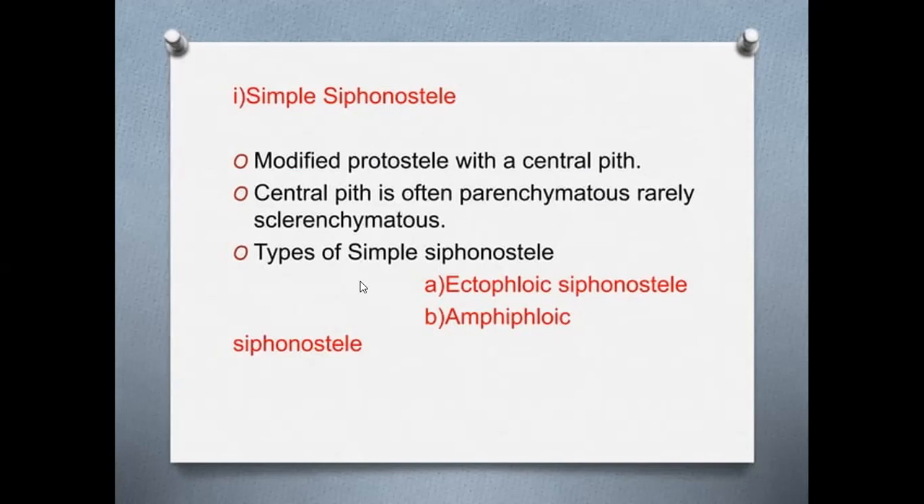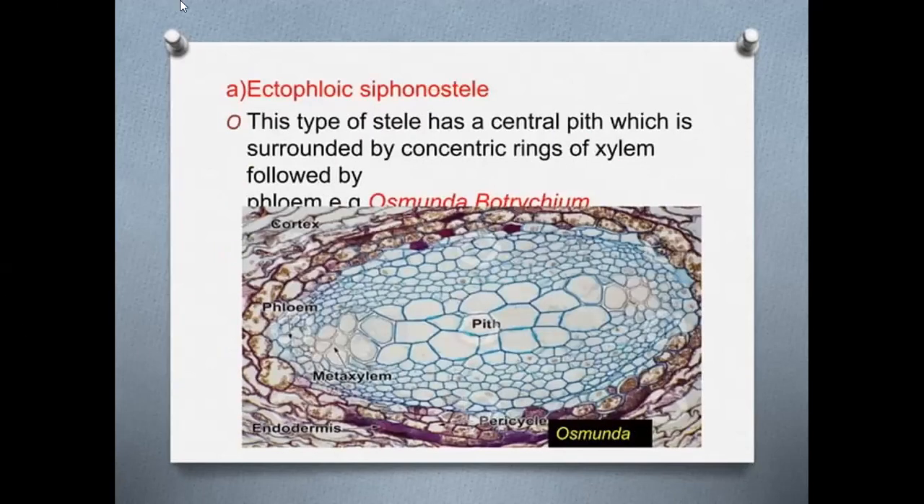Now, there are again, the siphonostele is classified into two types, ectophloic siphonostele and amphiphloic siphonostele. Now, you can look into this here. This is an ectophloic siphonostele. Now, what does this mean?